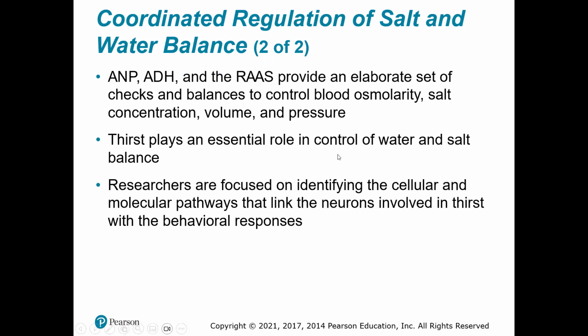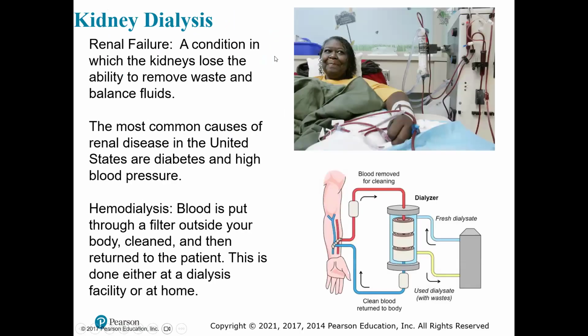We talked about thirst, we talked about these different hormones, and let's talk about kidney failure. The two most common causes of kidney failure are diabetes and high blood pressure. Renal failure is basically when a kidney does not work properly to remove waste and balance fluids. It's still possible for a kidney to work, but it may not work effectively.